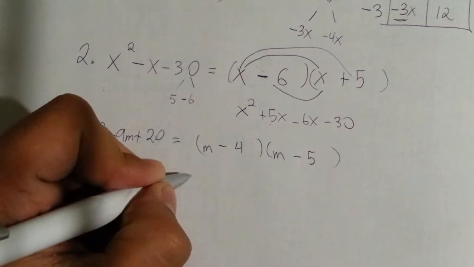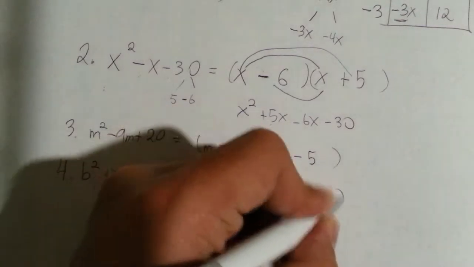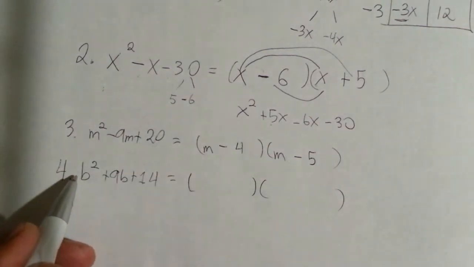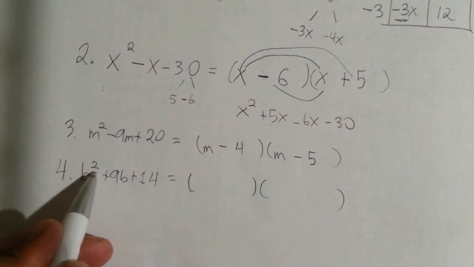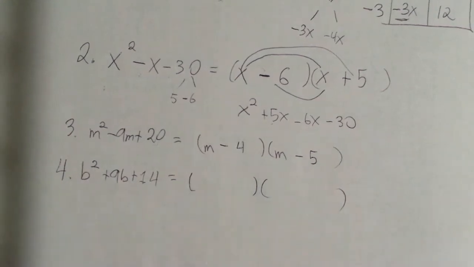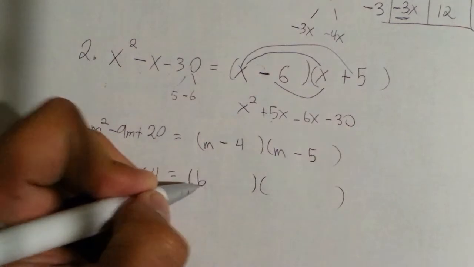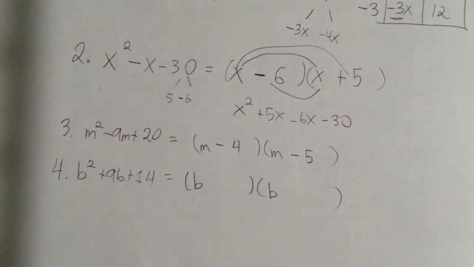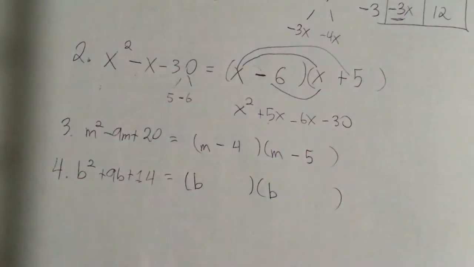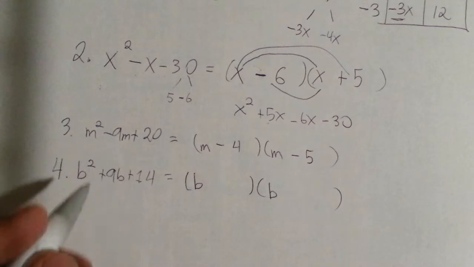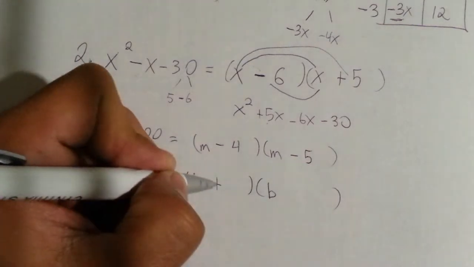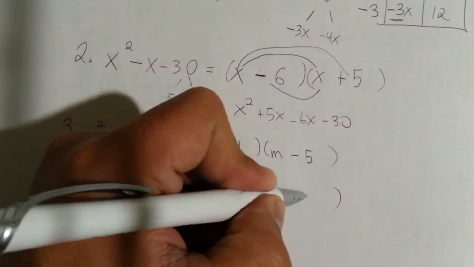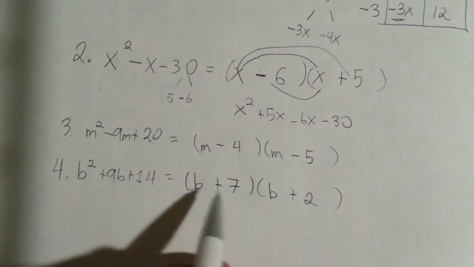Again, a leading coefficient of 1, since in our b squared, which is the term with the highest degree, a b times a b will give us the b squared. So far, so good. Think of two factors of 14 that would add up to 9, since this is a positive 14. Well, 7 and 2 add up to 9, and they're factors of 14, so a positive 7 and a positive 2.